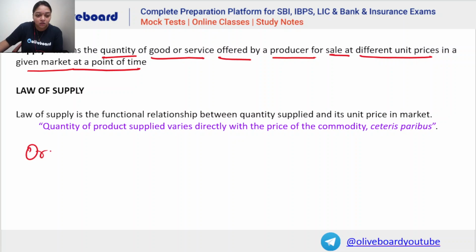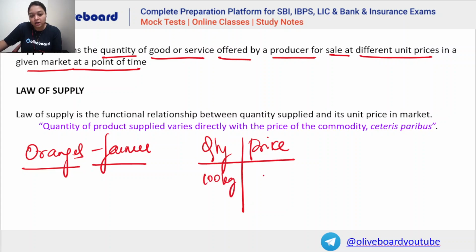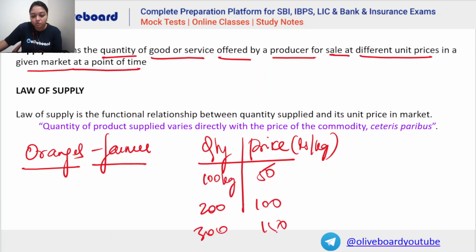Now let us take the example of oranges. There is a farmer who has produced oranges. He wants to supply these oranges to the market, right? So now he has a quantity of oranges and then there is price, in rupees per kg. When the price is 50 rupees per kg, he wants to sell 100 kgs. He will sell 200 kgs when the price becomes 100. He will sell 300 when it becomes 150, right?